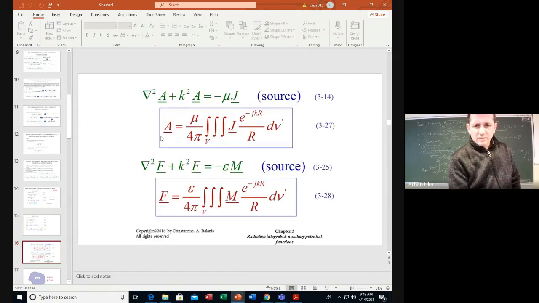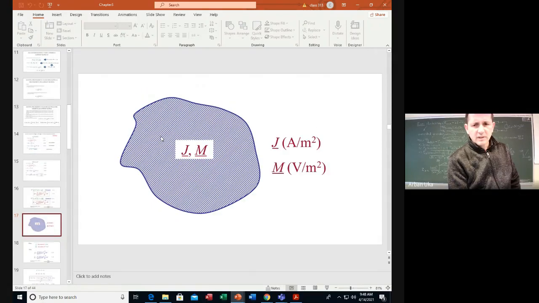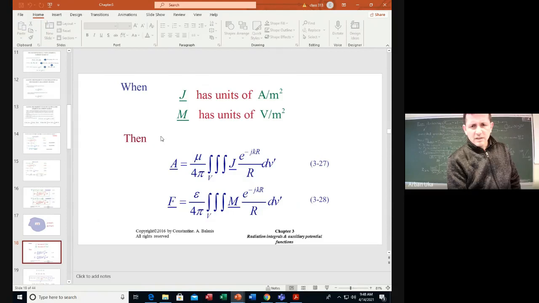So again, this is a summary of what we have seen. The equations are in green. The solutions of these differential equations are in red. We find A and F, and the current density has the units shown here in this slide. So it has units of ampere per meter, and M has units of volt per meter.